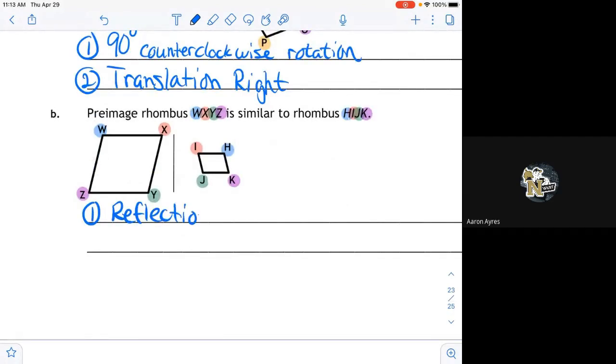Reflection over a given line, and then reduction.